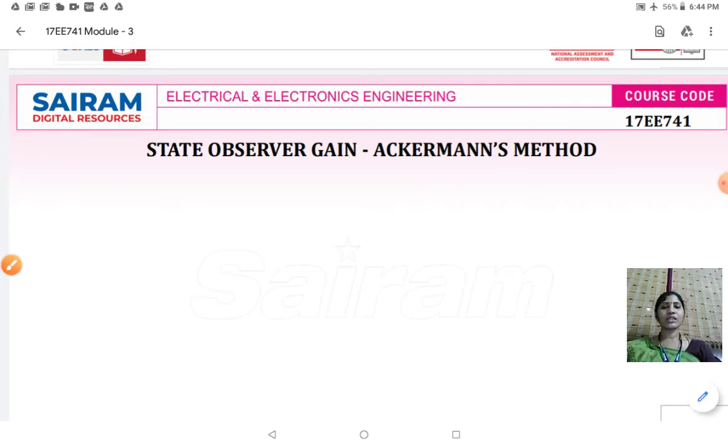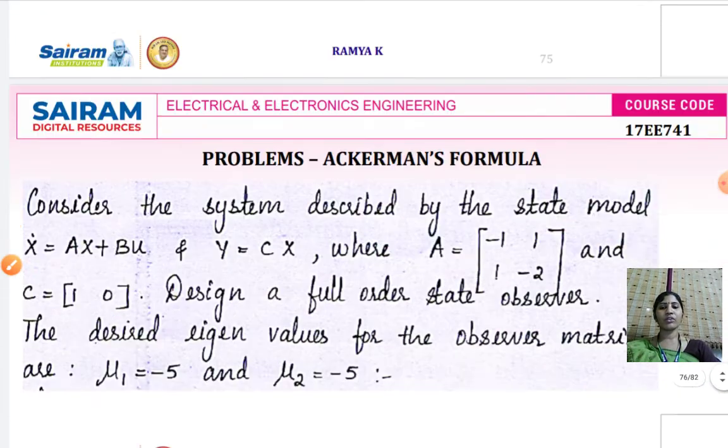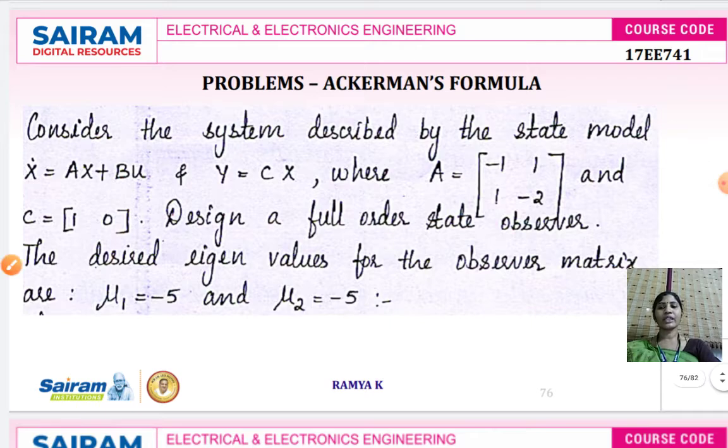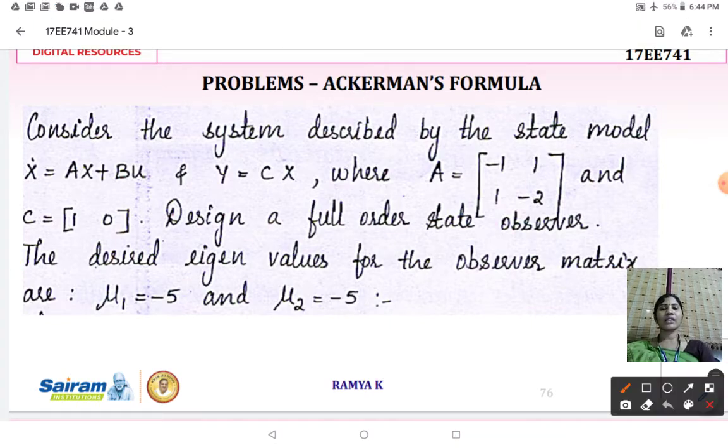Once the system is completely observable, then we have to identify the original characteristics equation of the system. We will solve a problem and learn the step by step procedure.